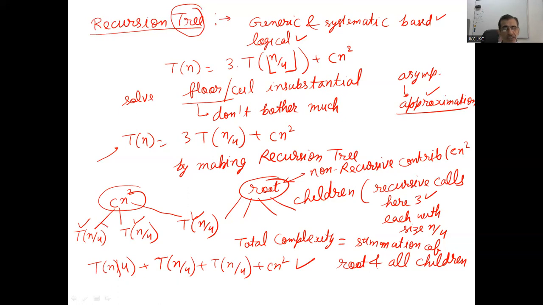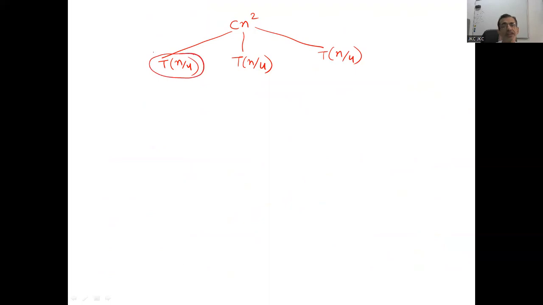The purpose is that this itself can become a tree further. So I will keep on expanding this tree and solve mathematically one by one. What does that mean? I said it was a Cn square, T(n/4), T(n/4), and T(n/4). But T(n/4) is again a recursive term, so this is again to be replaced in a similar manner.